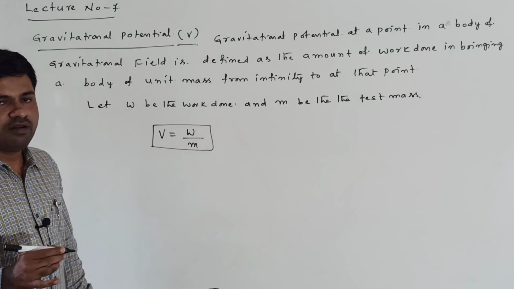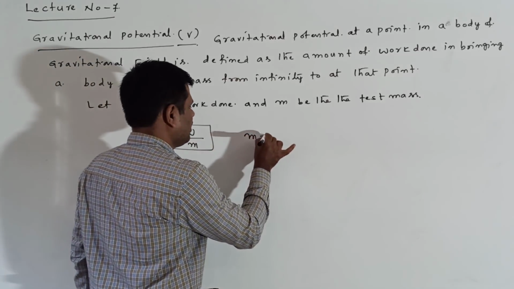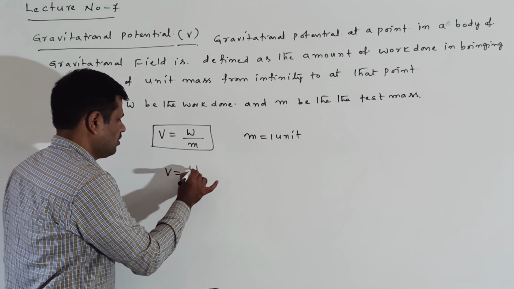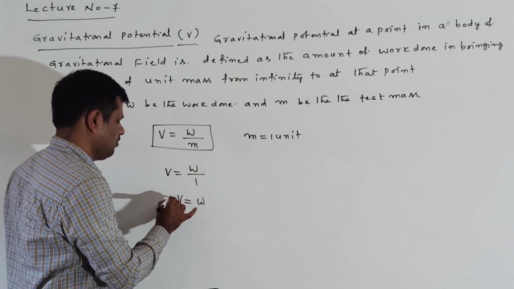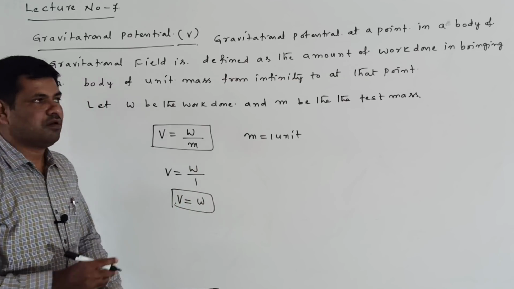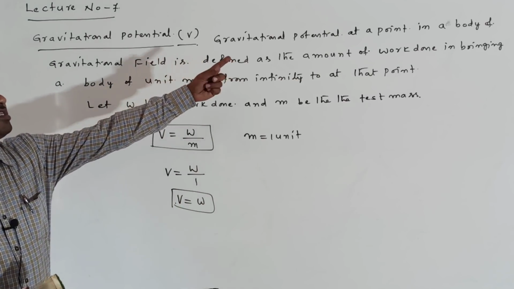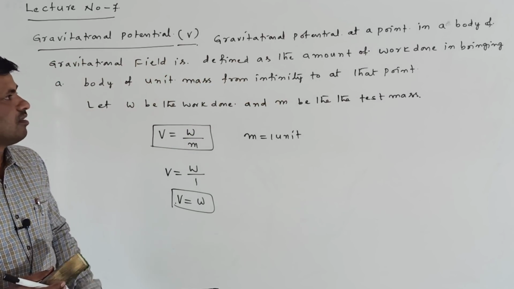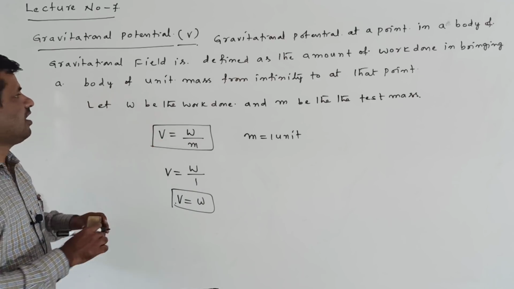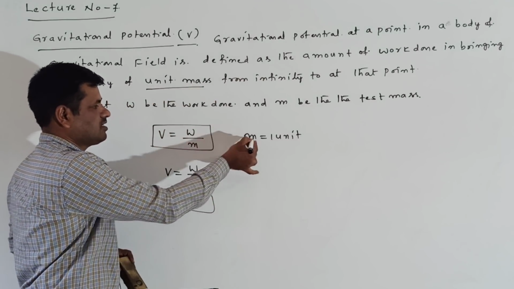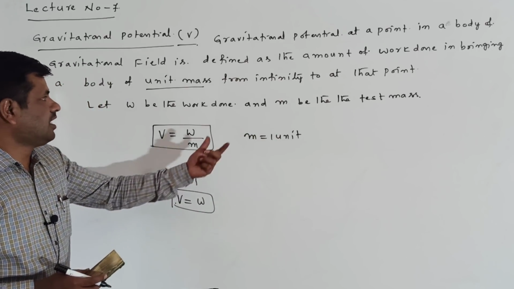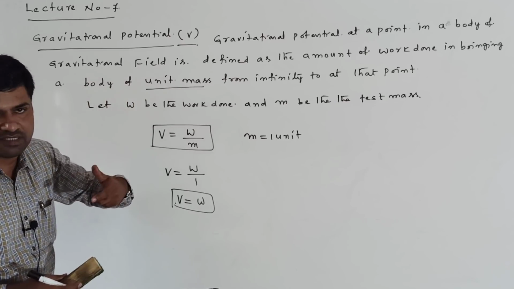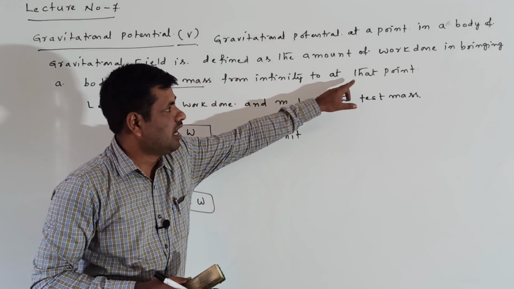Why are we saying the unit mass? Suppose M equals 1 unit, then V is equal to W by 1, so V equals W. From this we are saying that the gravitational potential at a point in a body's gravitational field is defined as the amount of work done in bringing a body of unit mass, that is, 1 unit, from infinity to that point.